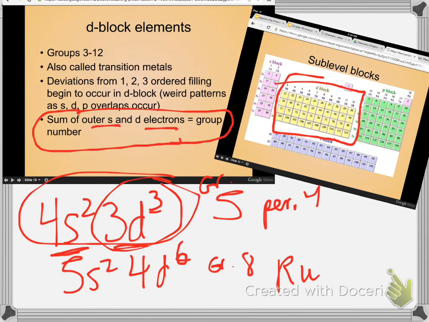4s is lower energy than 3d, but it's pretty darn close. If we go back to the dorm floors analogy, there's like one step in between these two floors. So sometimes some of these s electrons will actually migrate up into the d levels, and you'll have things that seem like they shouldn't be possible, a 4s1 3d4.